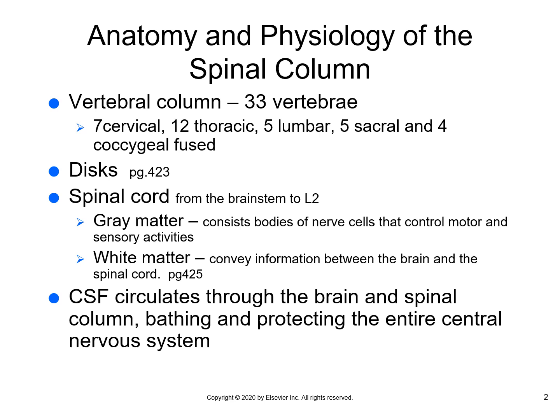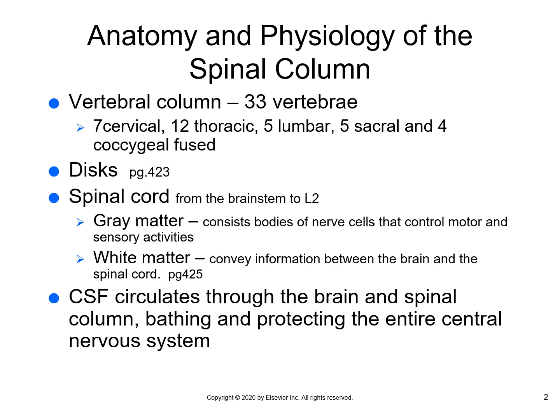All right, and then the spinal cord. On page 424, we will see that the spinal cord extends from the brain stem all the way down to L2. The spinal cord is composed of gray matter and white matter, where the gray matter consists of the bodies of nerve cells that control motor and sensory activities, whereas the white matter conveys information between the brain and the spinal cord.